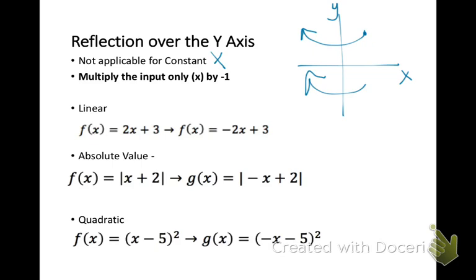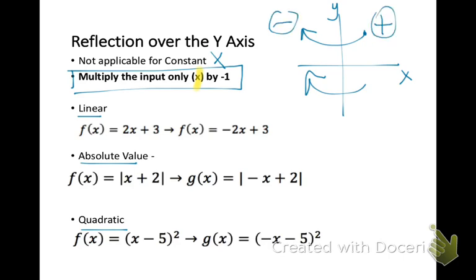Now across the top of the rest of the boxes of linear, absolute value, and quadratic, write these words because this applies for all of those 3 functions. To create a reflection over the y-axis, you're going to multiply the input only, which is the x, by -1, because we want our x's that were positive to now become negative, so that the graph flips over to the other side. So across the top, write that instructions to multiply the input only, which is the x value, by -1.